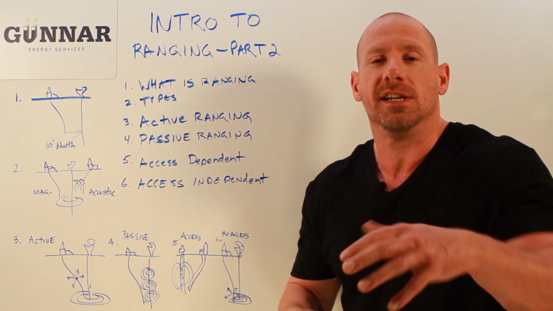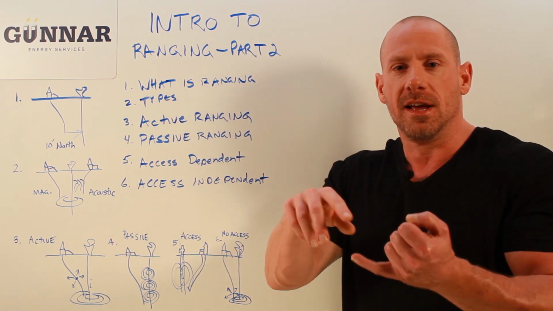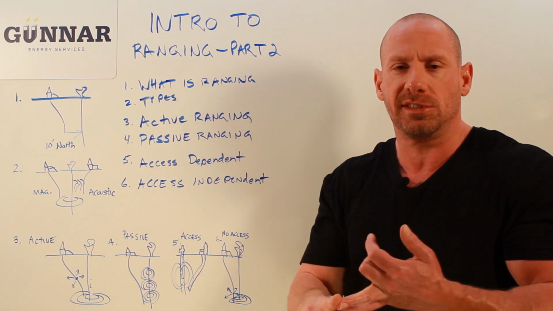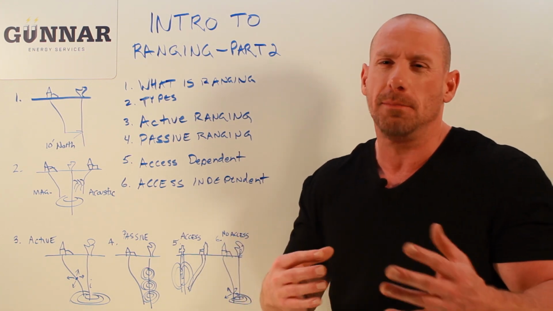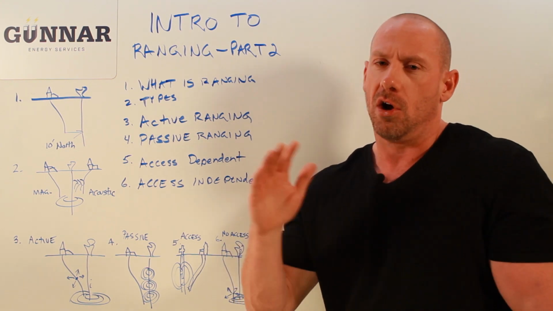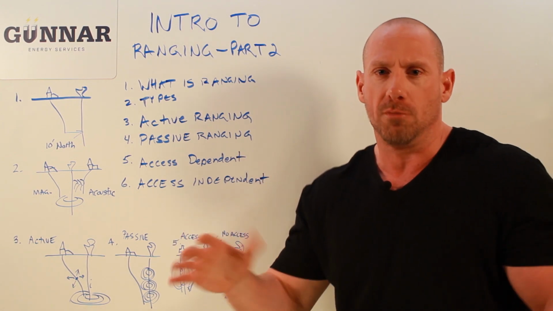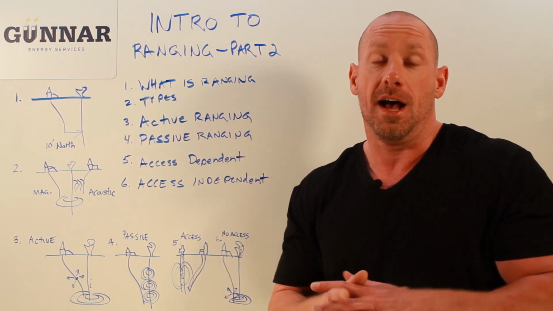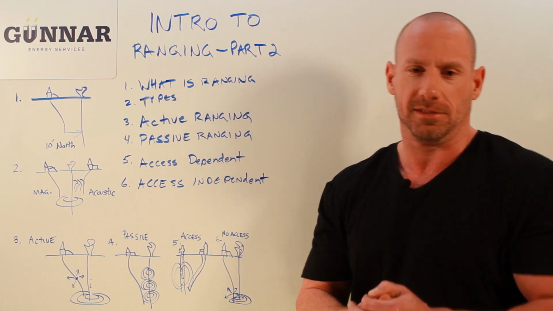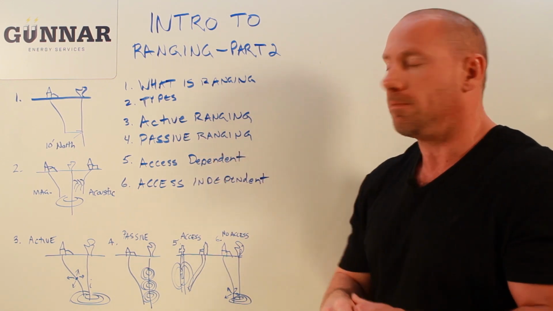Now, number 2 is the types of ranging. So I discussed magnetic ranging and acoustic ranging. Now there are some other types, they're not quite commercialized yet, so maybe we'll get into those later on down the road, but we'll just keep our discussions to the commercial deployments these days. Okay, now let's get into the subject matter of this video.